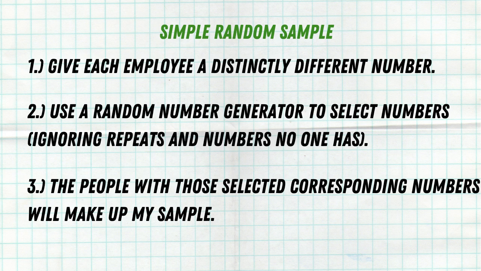And I'm going to ignore numbers that nobody has. Then the 100 numbers that are selected, and those corresponding people, will be part of my sample. Simple and random, exactly what I want to do. And it should produce a representative sample.